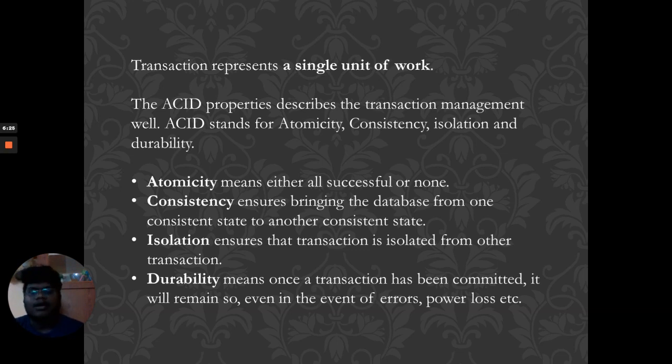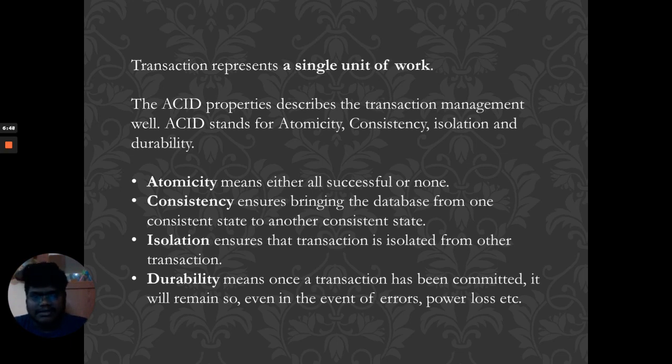Atomicity means either all the operations in a transaction are successful or none are. Generally when we create a database, we want transactions to be fully successful, rather than having a 50-50 or 70-30 or 80-20 percent probability of a transaction succeeding.